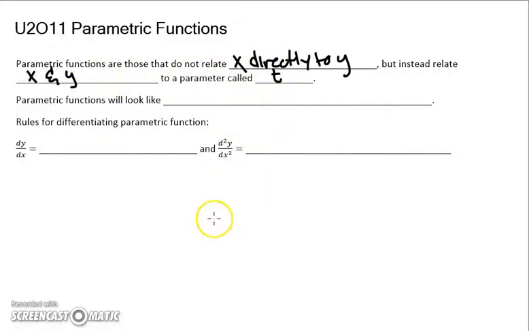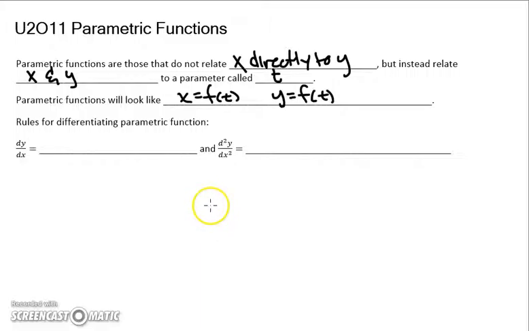So we're no longer going to have y equals 3x plus 4 or x squared plus 3xy plus 2y equals 7. We're going to have things that look like x equals some function of t and y equals some function of t separately. So x and y are not going to be related in any way.